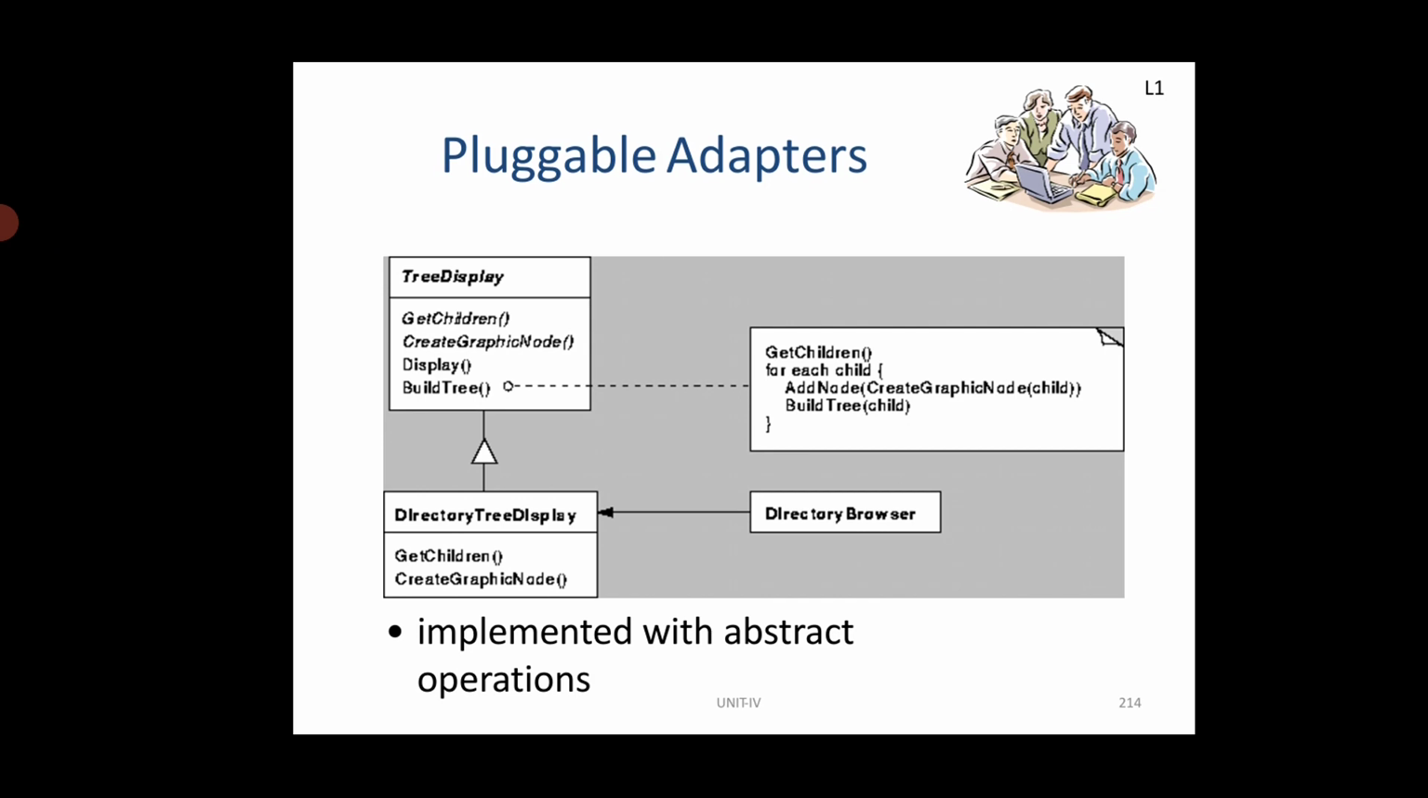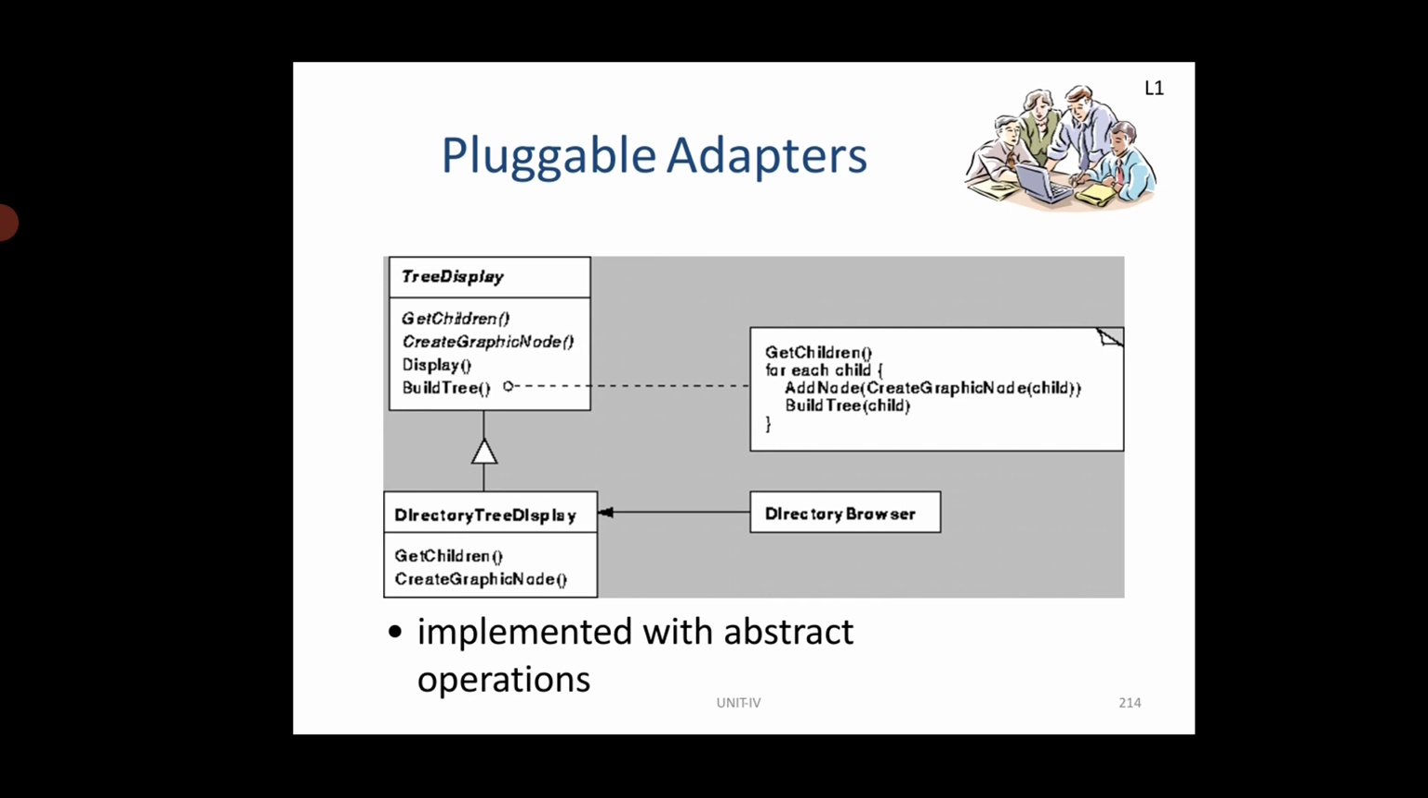In the narrow adaptee interface in the tree display class, some subclasses must implement the abstract operations, and we need to adapt the hierarchical structured object. For example, the directory tree display subclass will implement these operations by accessing the directory structure. So what the directory tree display needs to specialize is the narrow interface, so that it can display the directory structure.